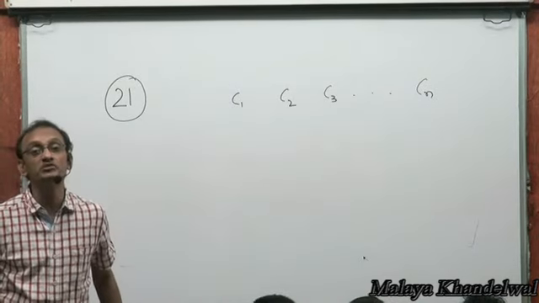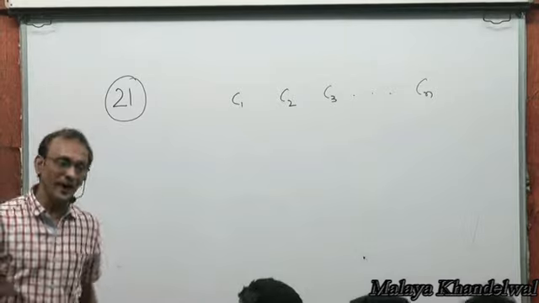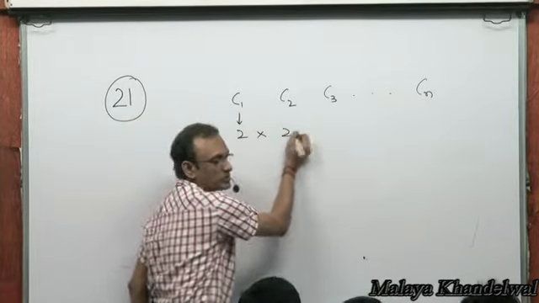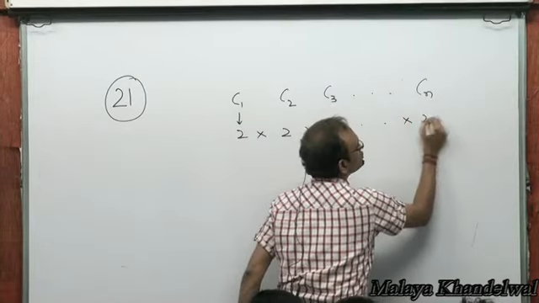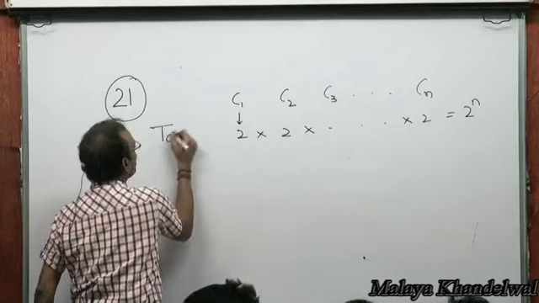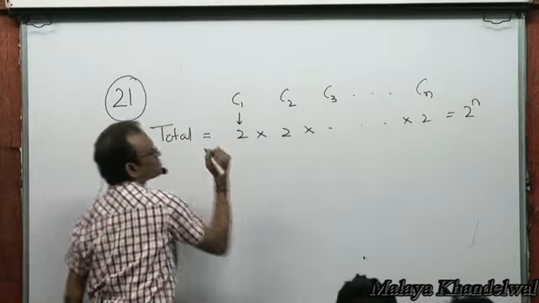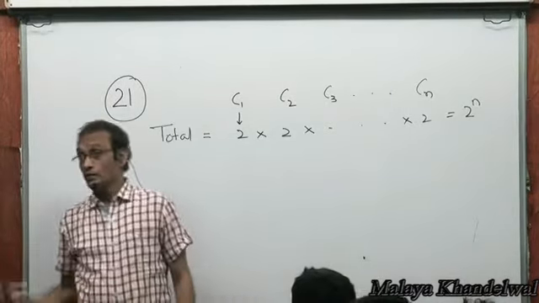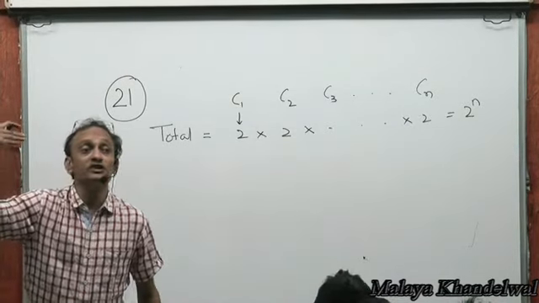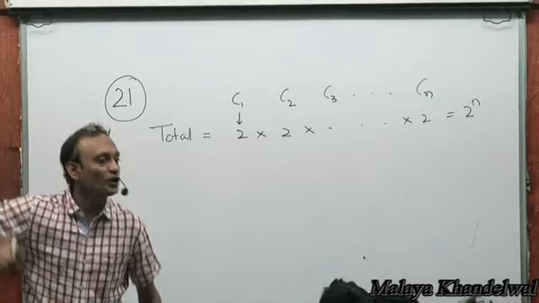What's the total number of possibilities? 2 to the power n, because tossed first time 2, tossed second time 2 possibilities, tossed n times 2 possibilities. So the total number of possibilities is 2 to the power n. Right? Now, let me calculate the number of cases in which head appears an odd number of times.